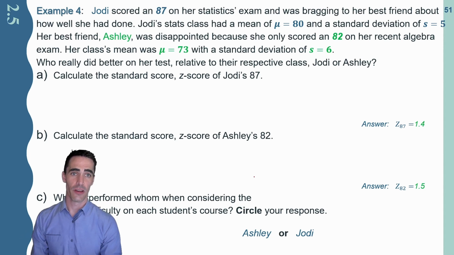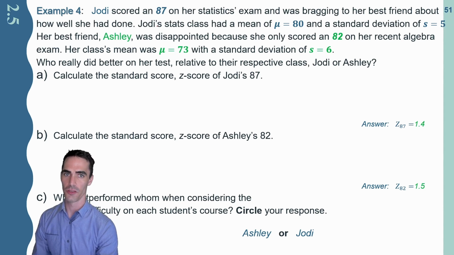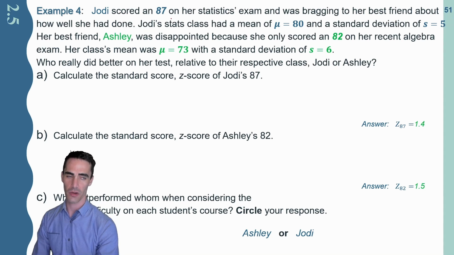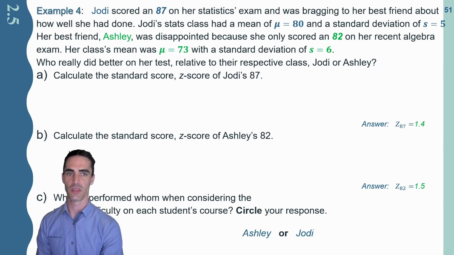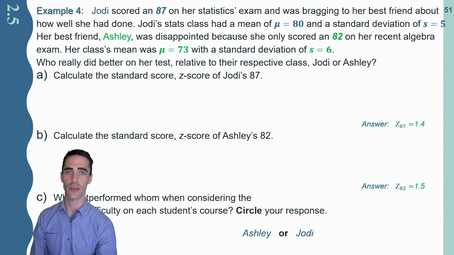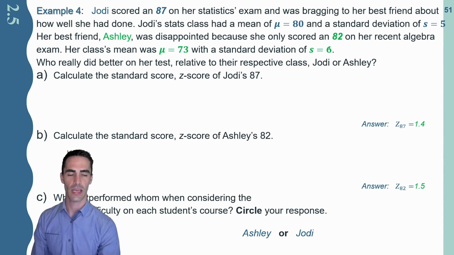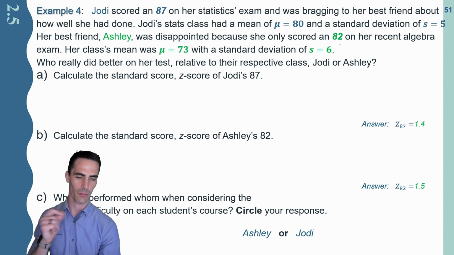Judy scored 87 on her statistics exam and was bragging to her best friend about how well she had done. Judy's stats class had a mean of 80 and a standard deviation of 5. So that's all about Judy. So she scored 87, mean and standard deviation. Her best friend, on the other hand, Ashley, was disappointed because she only scored an 82 on her recent algebra exam. Her class's mean was 73 and a standard deviation of 6. And so again, when we compare Judy 87, Ashley 82, bummer, okay, Judy won out, but did she?